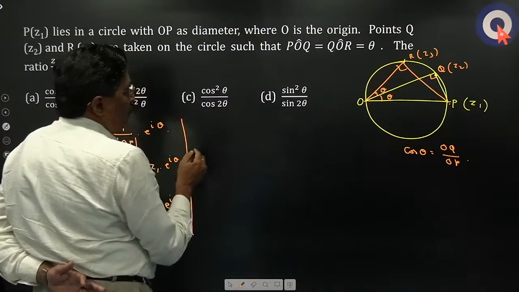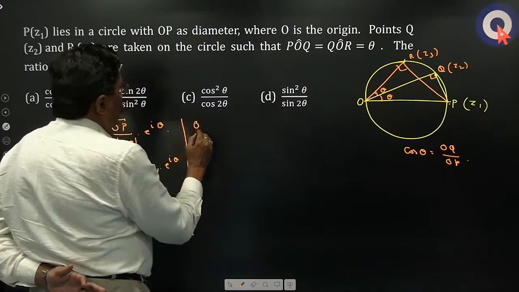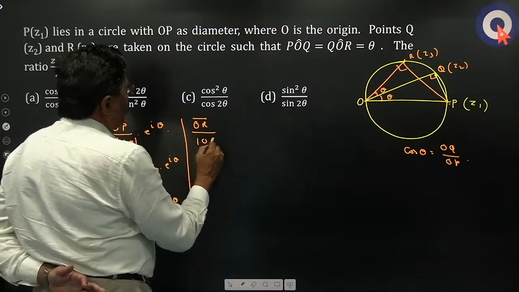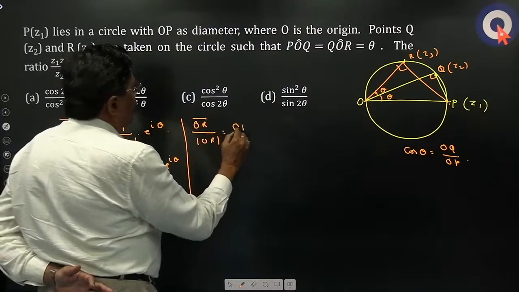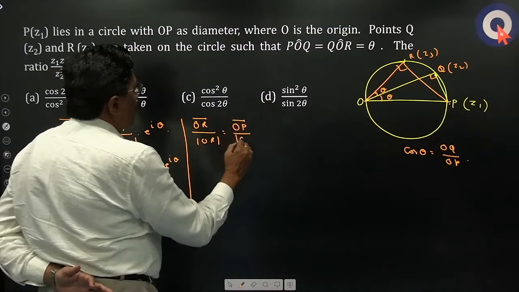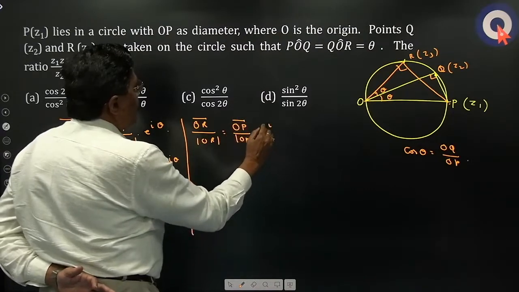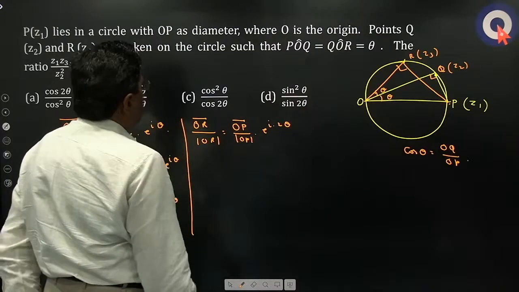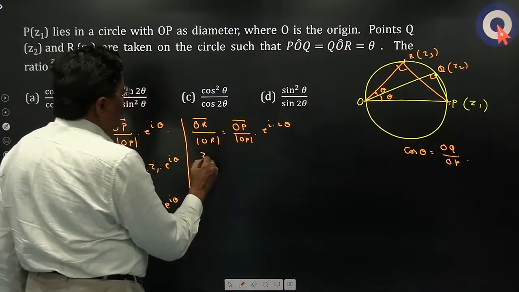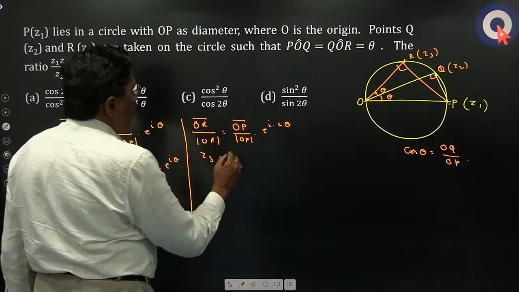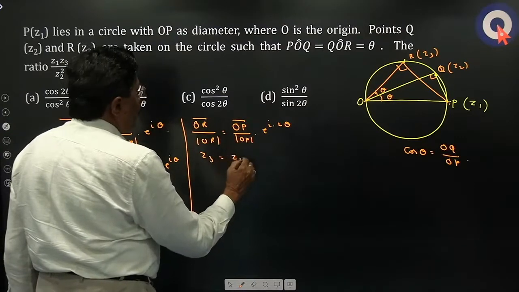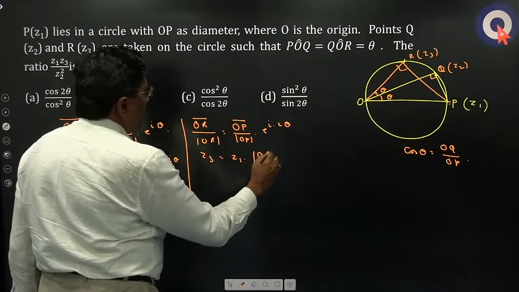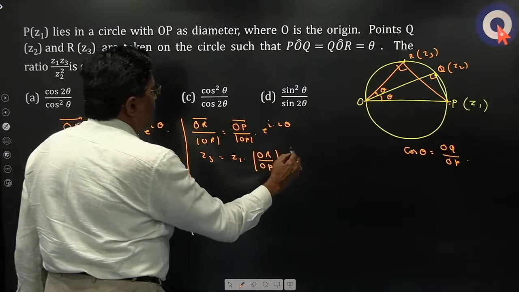So the final position is OR. The final vector in the unimodular form is equal to the initial vector in the unimodular form into e power i 2 theta, because now it is theta plus theta, 2 theta. All right. So OR is Z3, which is equal to OP, which is Z1, into OR by OP into e power i 2 theta.